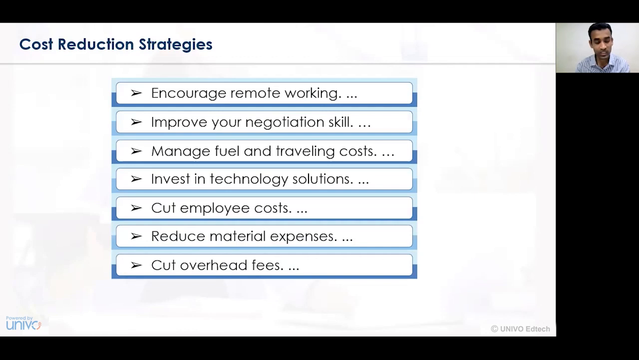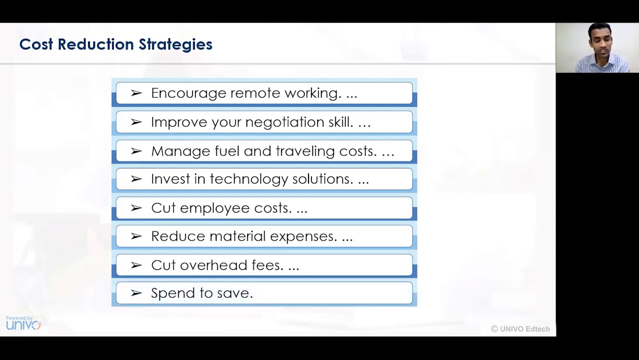The overhead cost is related to the office cost, factory cost, material cost, indirect cost, direct cost, the selling and distribution cost, and so on. All those overhead expenses must be reduced and controlled in the business organization. And lastly, spending to save. Simultaneously, there should be some amount of spending, which will ultimately lead to savings. So these are the various cost reduction strategies due to which an organization can save money in the long run.